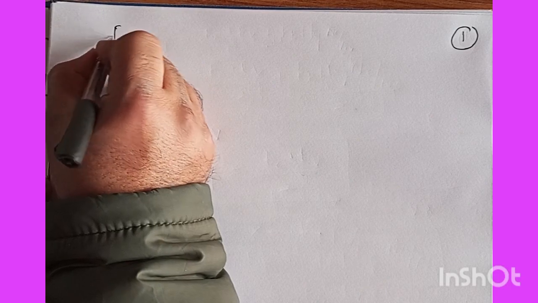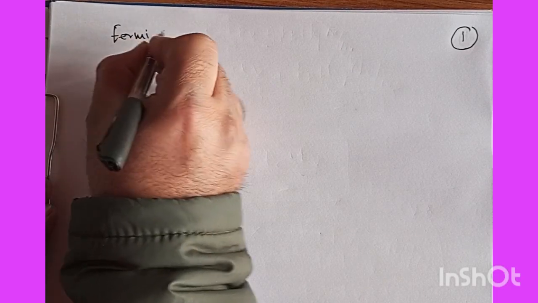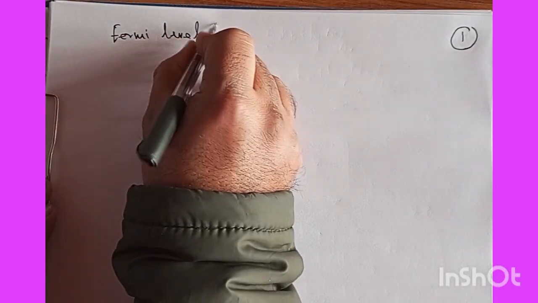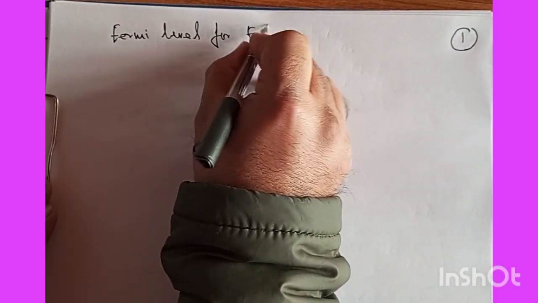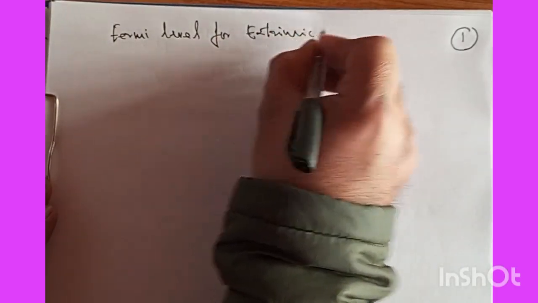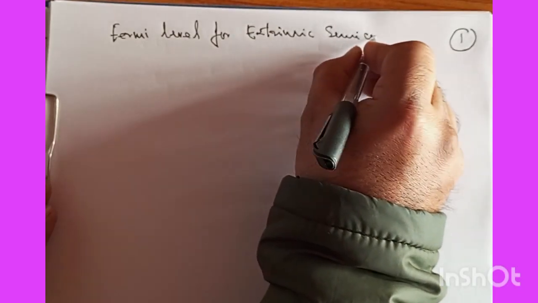In the previous video we talked about the Fermi level in case of a pure semiconductor, an intrinsic semiconductor. Now we'll be talking about the concept of Fermi level for extrinsic semiconductor.